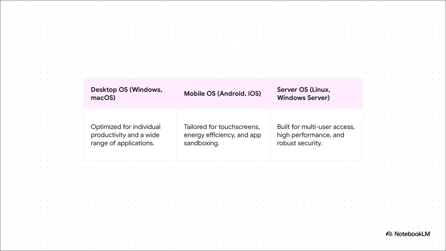And here's the thing. Not all operating systems are created equal. They're super specialized. A desktop OS like Windows or Mac OS is built for you, the individual user, to get your work done. A mobile OS like Android or iOS, on the other hand, is all about touchscreens and making that battery last. And a server OS, well, that's a whole different beast, a powerhouse built for rock-solid security and handling requests from hundreds, maybe even thousands of users at once.